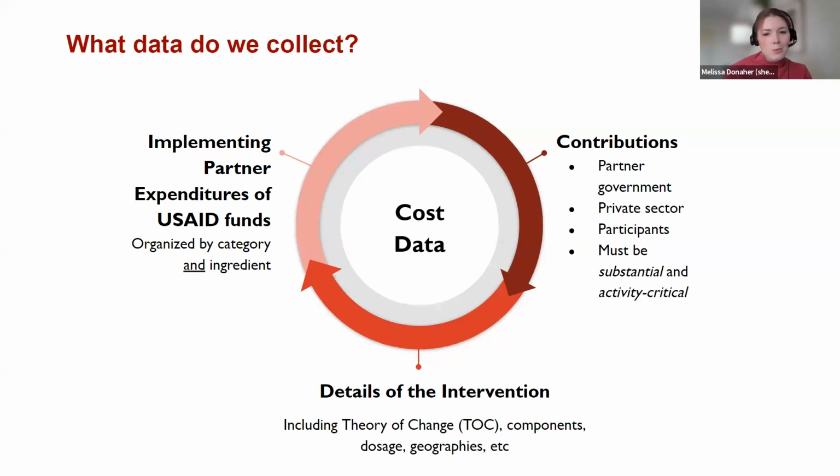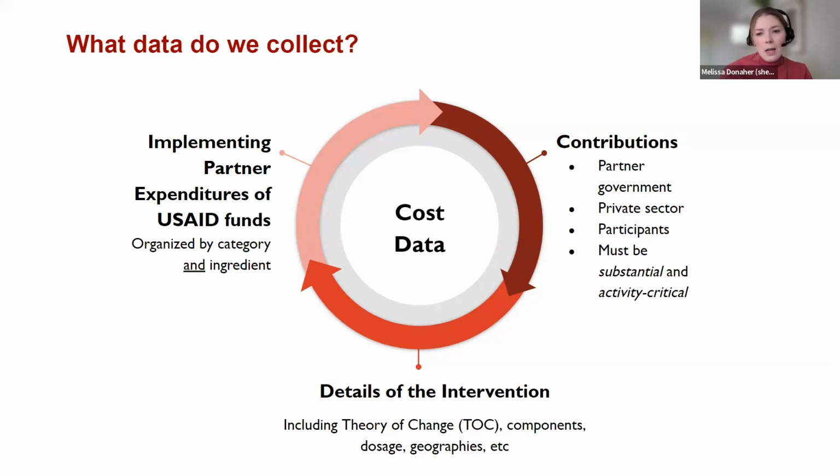The first is on the left, the implementing partner expenditures of USAID funds. We have a lot more information that we'll go into on the next few slides, but this is the information that probably you think about first when you hear about cost data collection, expenditure data. So I'll talk more about how we collect and analyze that data. But there are two other really important pieces that we want to make sure we are capturing as well.